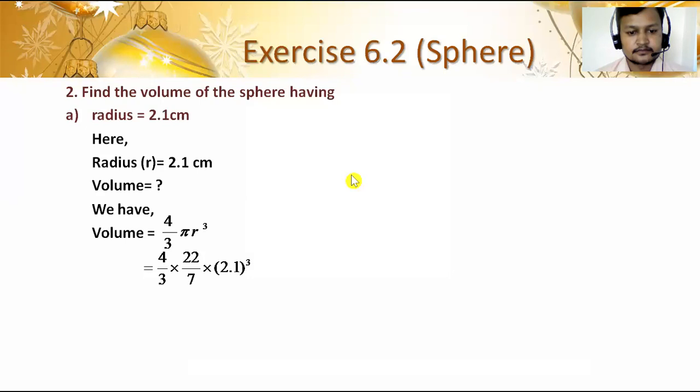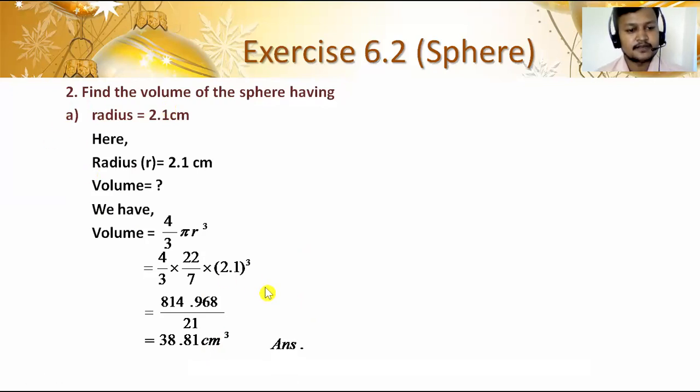So numerator's value I have calculated here is 814.968, divided by denominator 7 3s are 21. It is 38.808, rounding it off, 38.81. So this is our final answer for question number 2A.